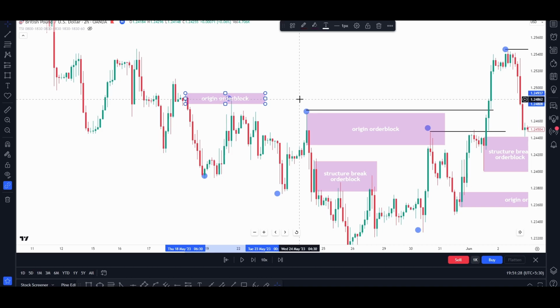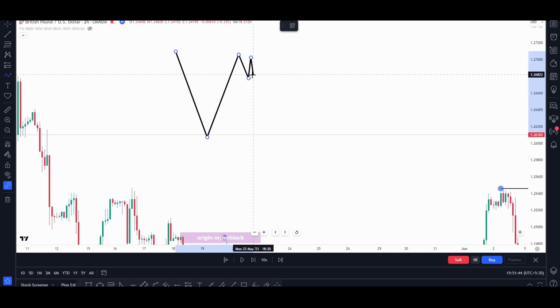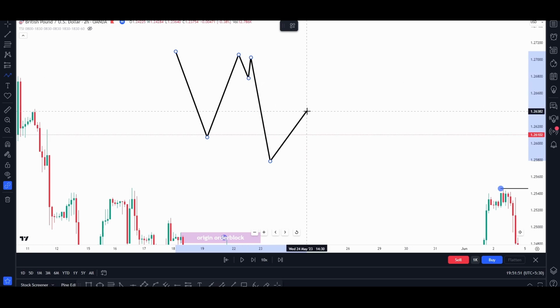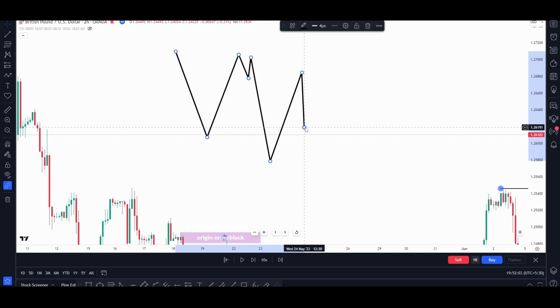So also remember that origin order block can also be a structure break order block. For example, if price is going to the downside and origin order block breaks the structure, then it becomes structure break order block. So origin order block can be a structure break order block, but a structure break order block cannot be an origin order block. Remember this. So price will react on this order block because it has broken the structure.